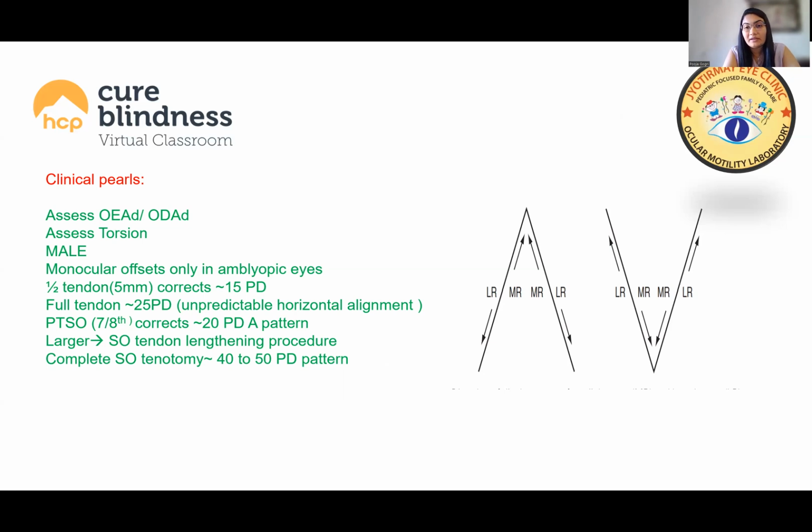Now, if you have a very large pattern like 40 to 50 prism diopters, only in these cases you may consider using a complete superior oblique tenotomy of bilateral tendons. You have to be very careful in these patients to not induce torsion. Whenever you're doing these muscle weakening procedures, you must remember to do it equally on both sides so you do not cause differential torsional diplopia postoperatively.